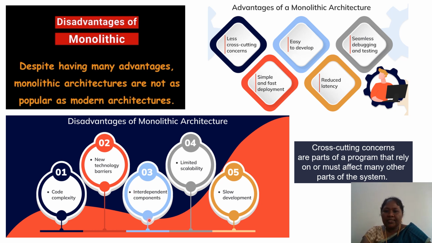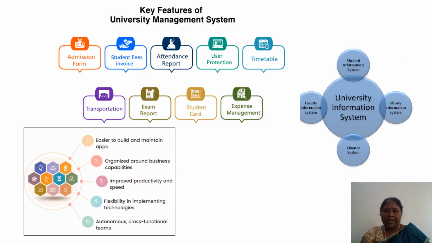Interdependent components: the components are dependent, so changing one or removing one will affect all other components. So limited scalability, there is a stringent policy, and if you want to increase or enlarge, you have to spend more. So it is slow in development also. All these are some of the disadvantages when you follow a monolithic style architecture.